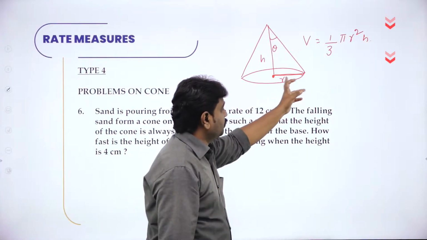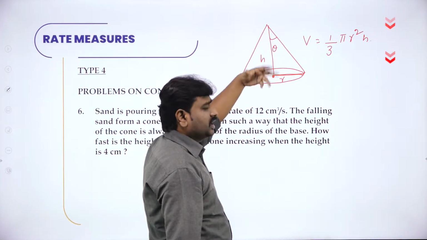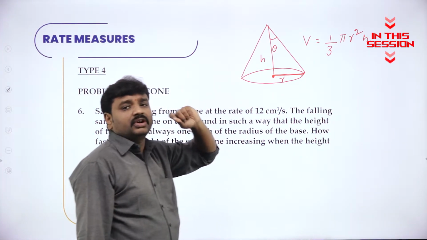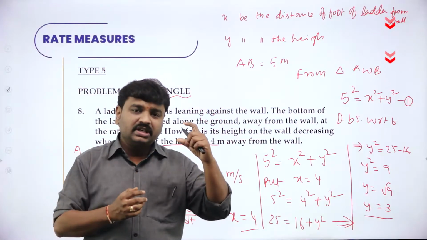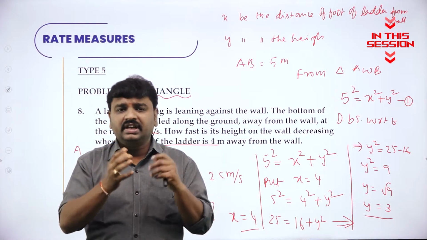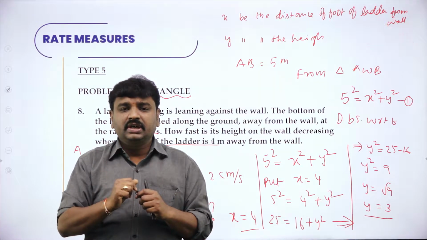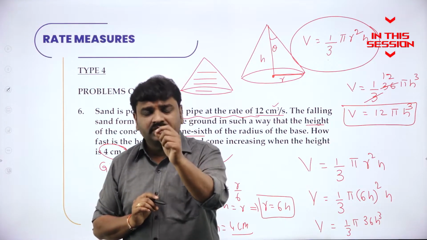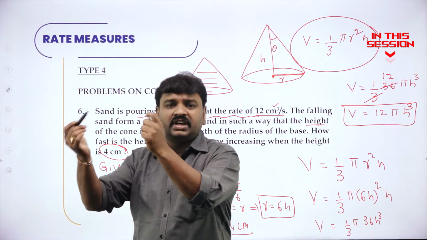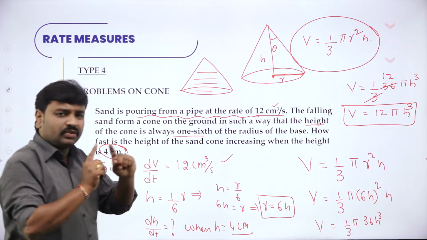R is the base radius, H is the height of the cone, and theta is the semi-vertical angle. They will give the relation between H and R directly or indirectly. In one of the problems, they gave: what is the derivative of H cube? 3 into H power 3 minus 1 into dH by dt. So, differentiation in one line.